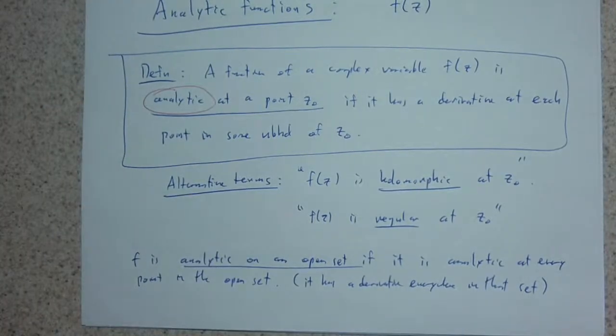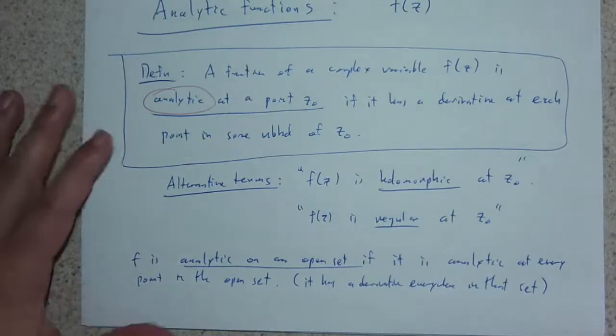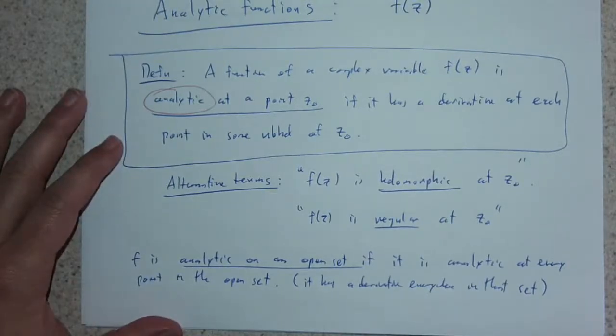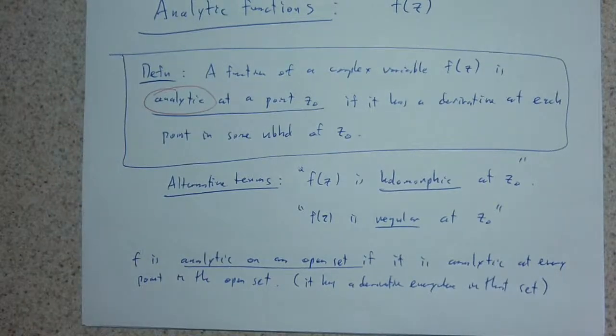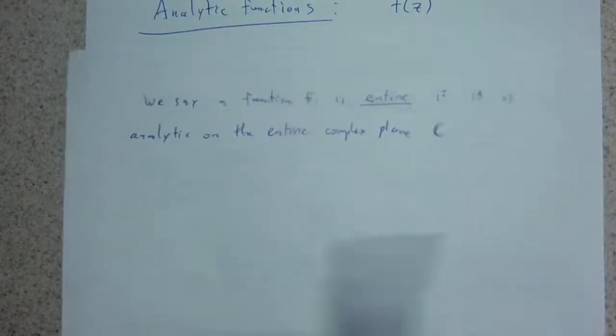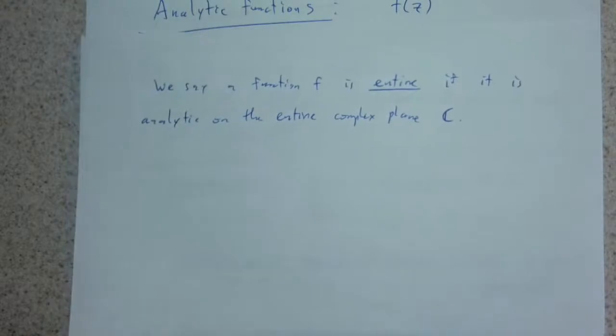If we talk about a function being analytic on a closed set, then the idea is that it is analytic on some open set that contains that closed set. That's what is meant. The notion of a function being entire is being analytic on the entire complex plane.